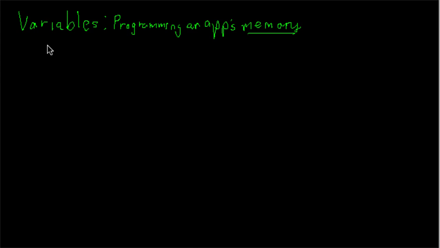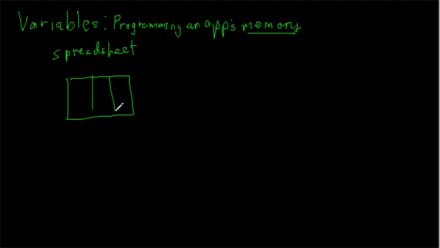So apps need to remember things, and I'm going to show you how apps do that. They do it with these things called variables. But let's start by just thinking about a spreadsheet. This is something most people are pretty familiar with. Let's think of a very small spreadsheet, maybe 2 by 3, so you've got A and B rows, and 1, 2, and 3 across.